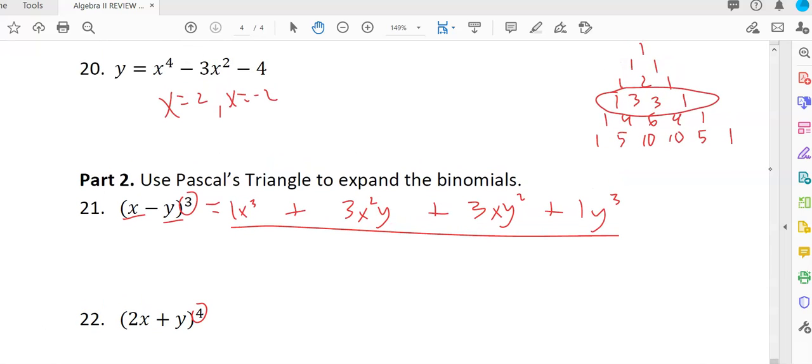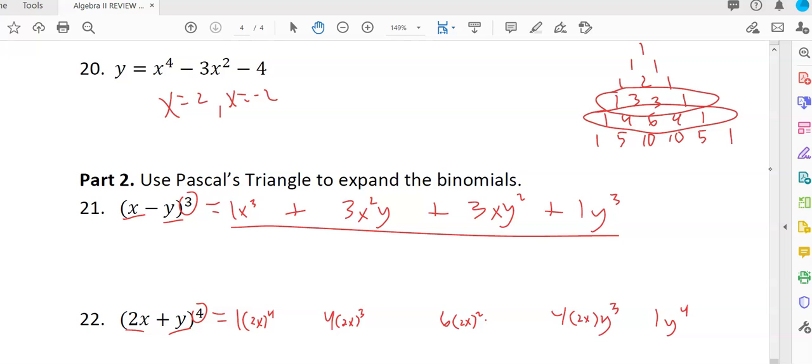So this one is fourth power, so I need the fifth row. 1, 2, 3, 4, 5: 1, 4, 6, 4, 1. Okay, 2x is being put to the fourth power, so quantity 2x to the fourth, quantity 2x to the third, quantity 2x to the second, and quantity 2x. The last one starts with the last term: y to the fourth, y to the third, y to the second, y to the first. Pluses on all these.